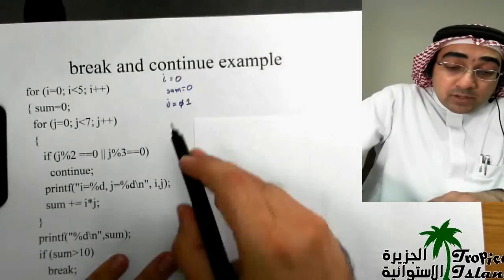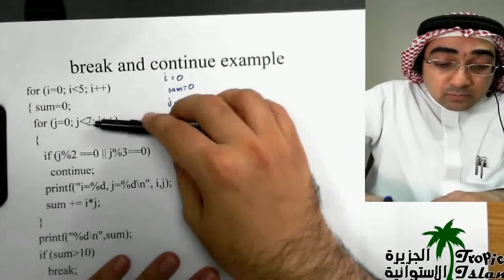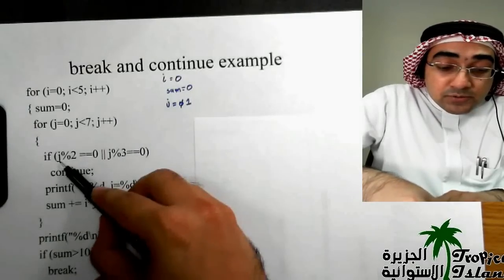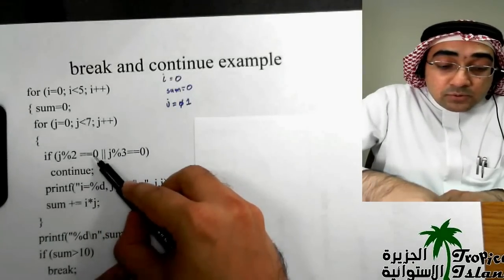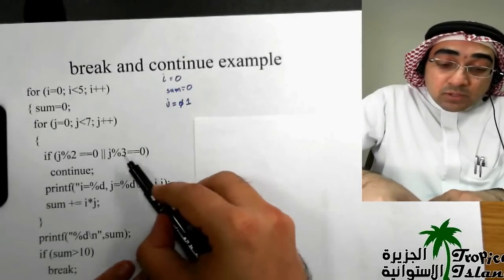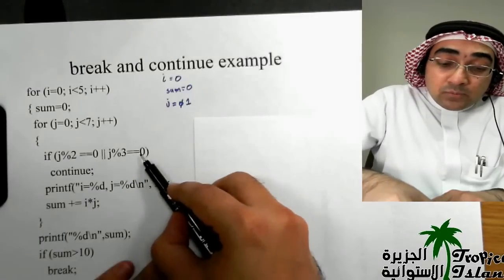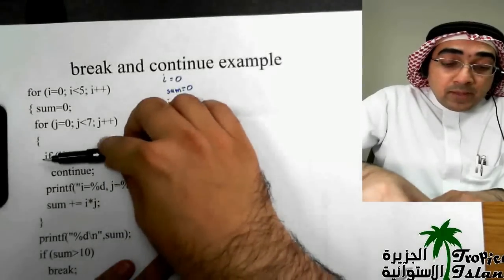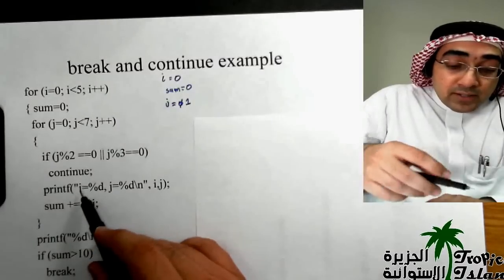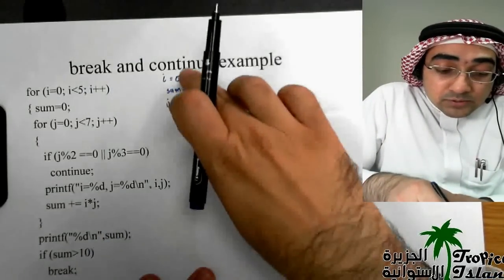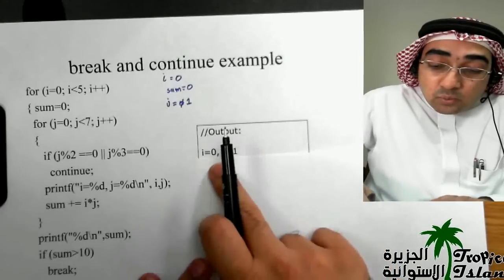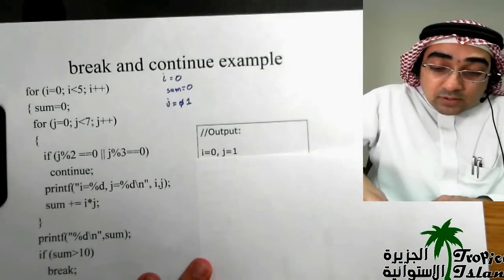So this will become 1. Correct, it was 0, it will become 1. And then what's going to happen? I'm going to go back into my for loop and ask, is j modulus 2 equal to 0? What is 1 modulus 2? It is 1. Is it equal to 0? No, that is not true. Or j modulus 3 equal to 0? No, 1 modulus 3 is 1. It's not equal to 0. That means this condition did not occur. These are not true, so it's false. So I jump over and print i is equal to the value of i, 0, and j is equal to the value of j, 1. So I print i is equal to 0 and j is equal to 1.